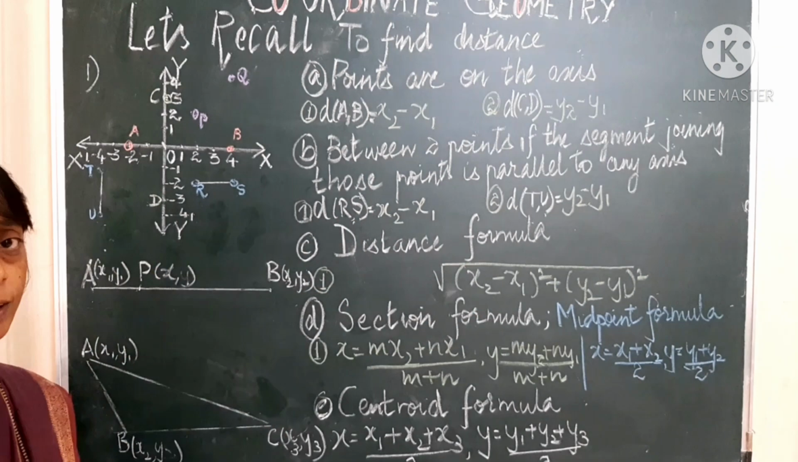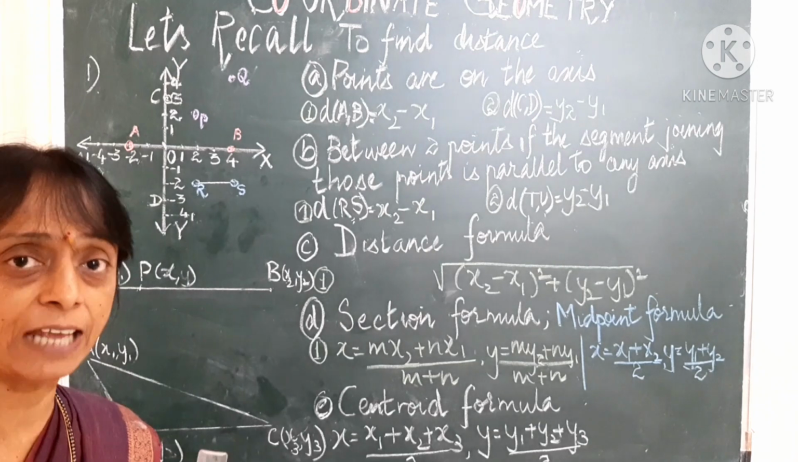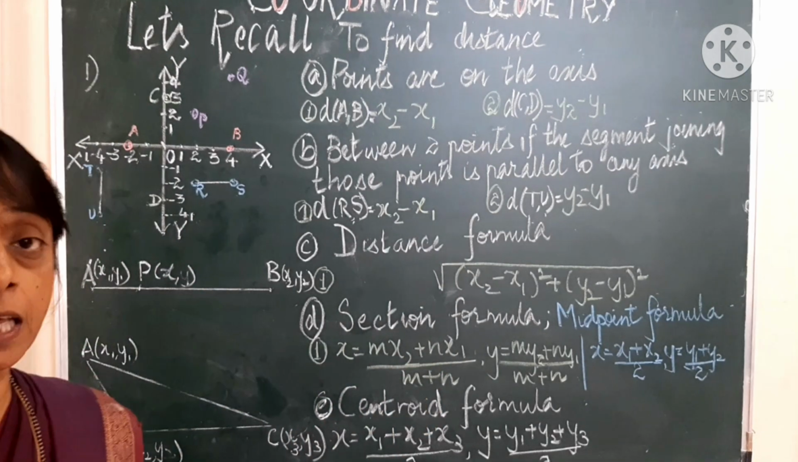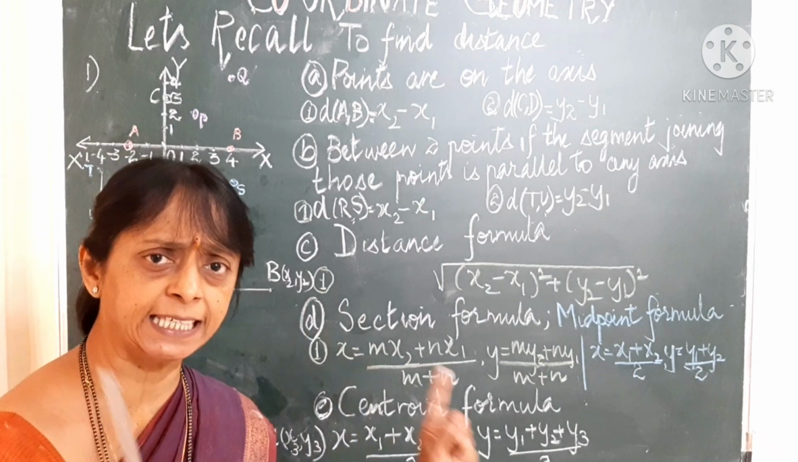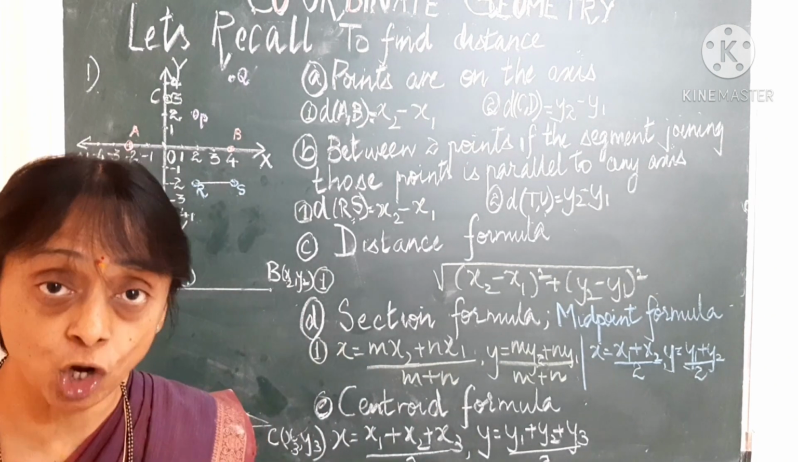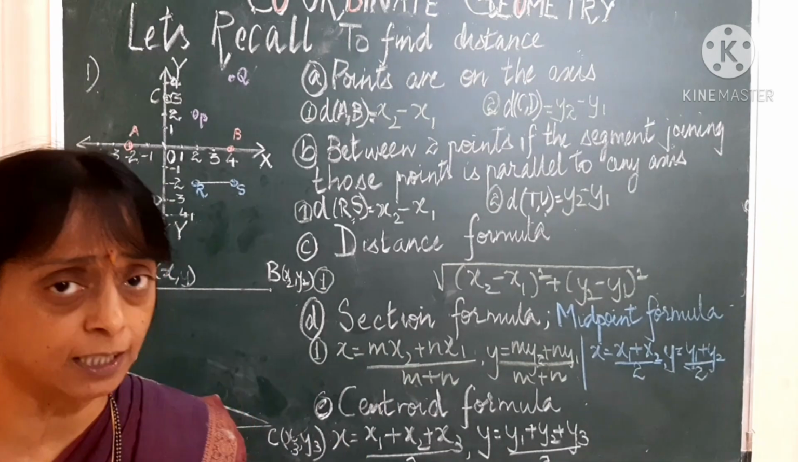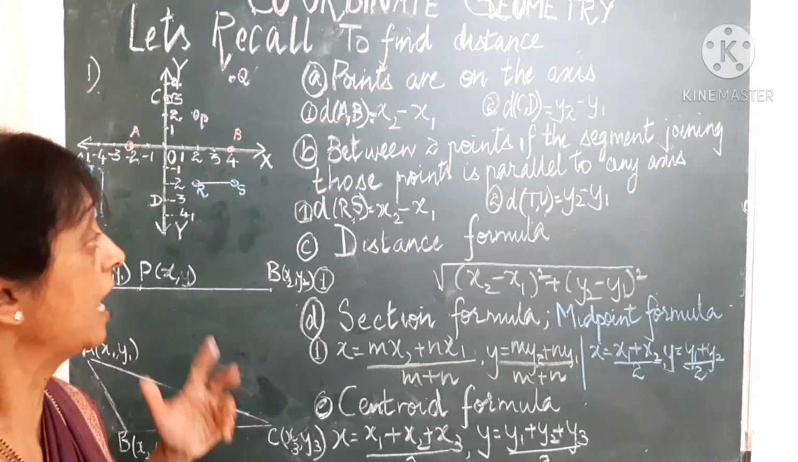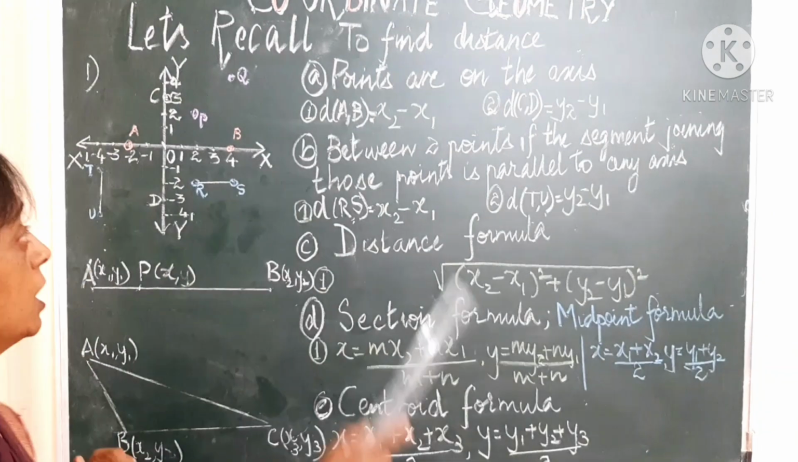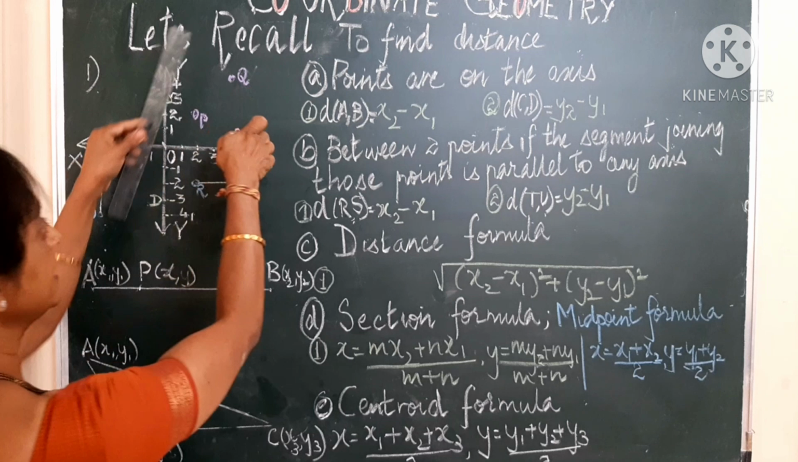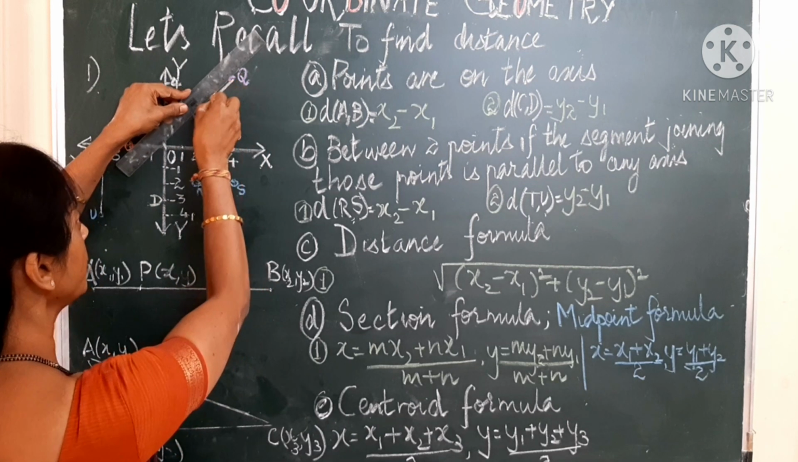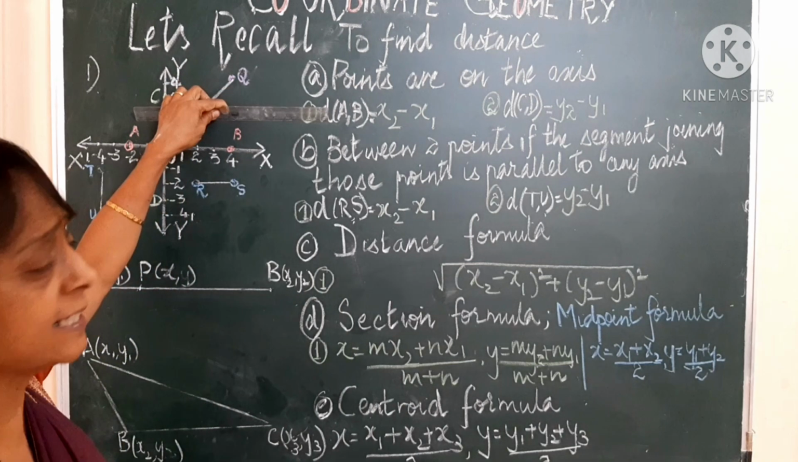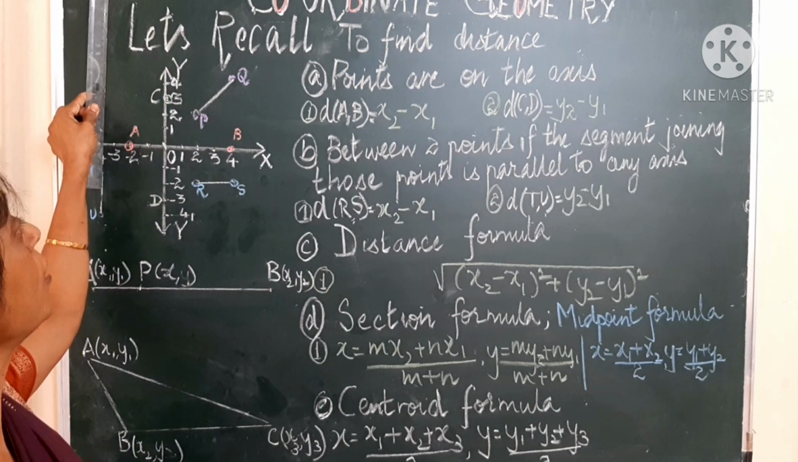Then later on, we moved on to find out and derive a formula called the distance formula. What was this distance formula? It was to find the distance between any two points where, after joining, the segment is neither parallel to the x-axis nor parallel to the y-axis. What was the position? It was slanting. So here we can see that when you join PQ, PQ is a segment which is neither parallel to the x-axis nor to the y-axis.